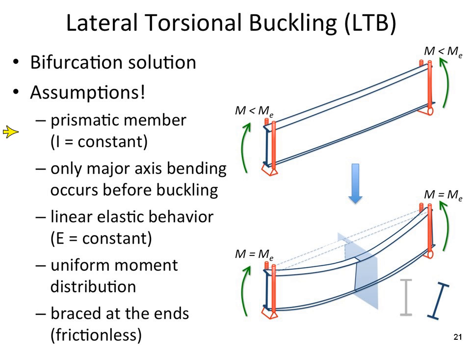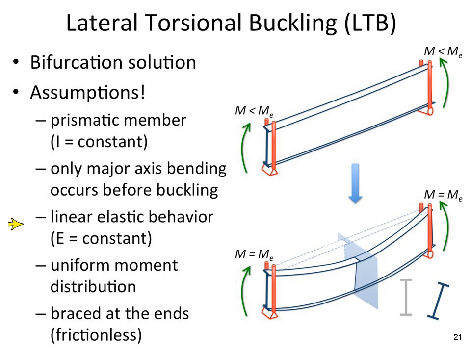The first one I think we could probably live with, and that is that we'll be looking at prismatic members. We can certainly come back to this later once we've mastered it and make the moment of inertia a function of the length and have a go at those differential equations. But for now, let's just assume that it's a prismatic member. The member size is not changing. The other thing, and this is important, is that we're only thinking about major axis bending here. So there is no out-of-plane behavior at all before the buckling, and once the buckling occurs, of course, it is out of plane. But up to the point of buckling, it's all just major axis bending.